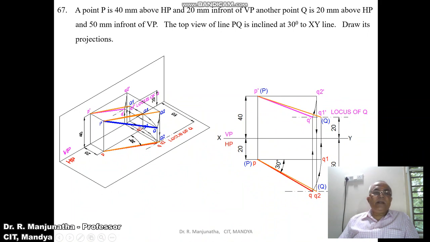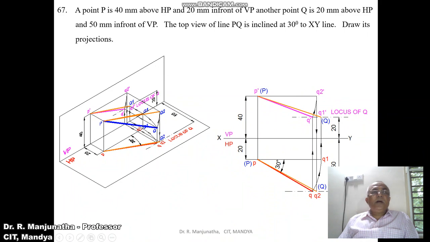Another point Q is 20 mm above HP. So when you look from the front view, we can see the distance 20 mm above HP. That image will fall on the vertical plane, so you are going to get the locus of Q in the front view. And 50 mm in front of VP. So when you look from the top view, we can see the distance in front of VP, which is 50 mm. So you are going to get the locus of Q in the top view also.